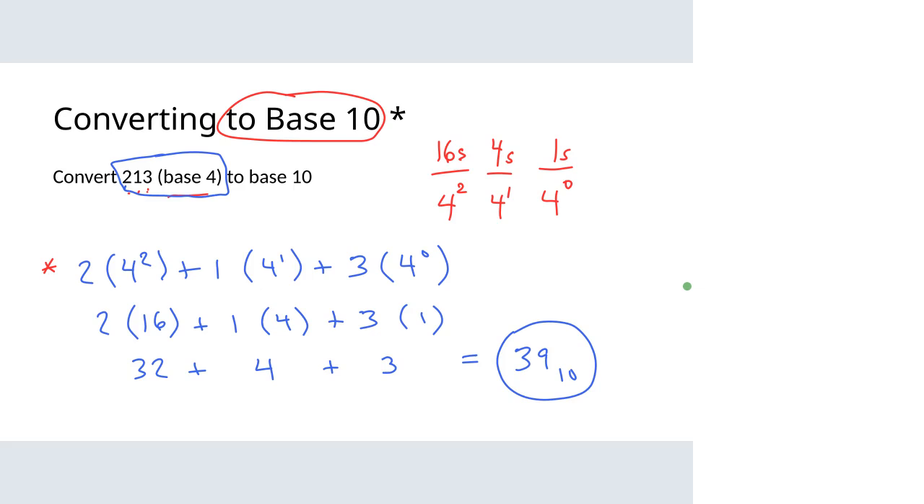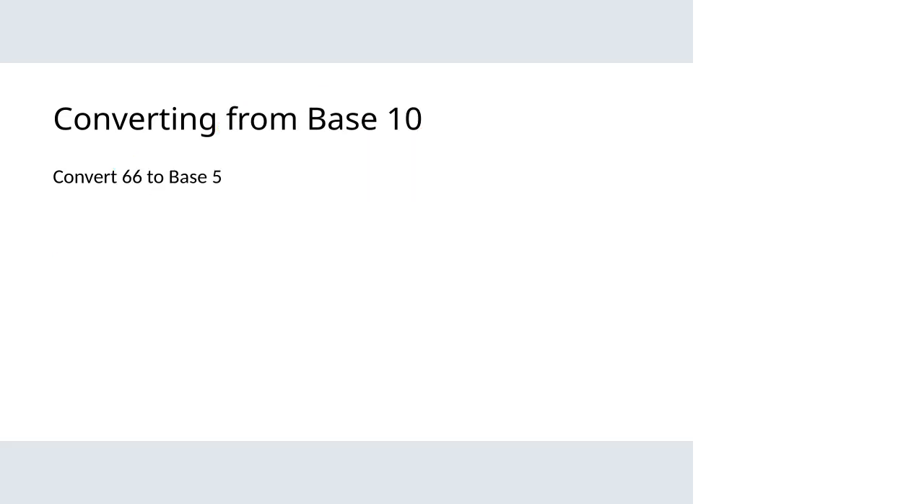Okay, that's going to base 10. Now let's talk about going the other direction, converting from base 10. For example, if we want to convert 66 to base 5, this is a little more complicated than the other way, but honestly, a lot of the ideas are the same.